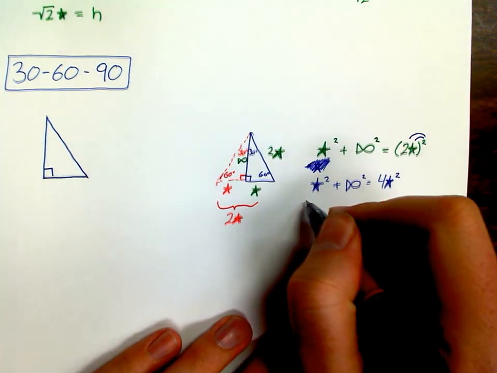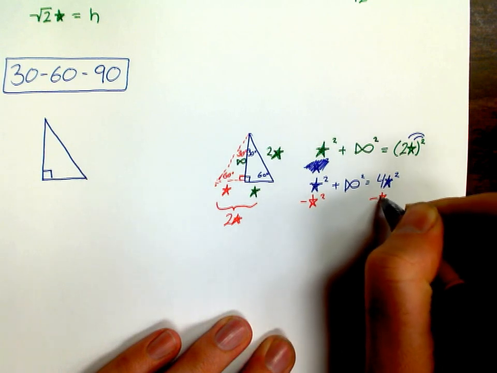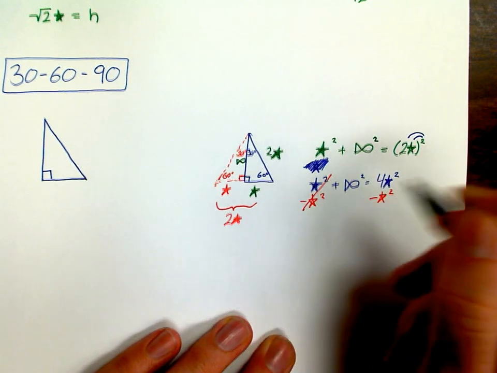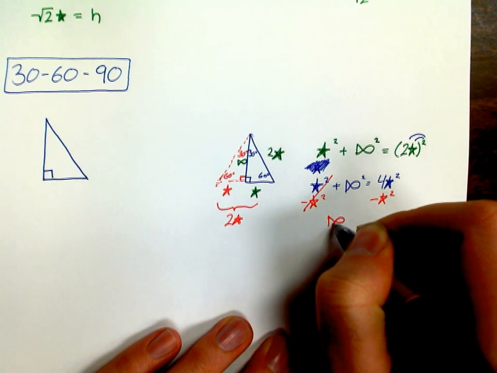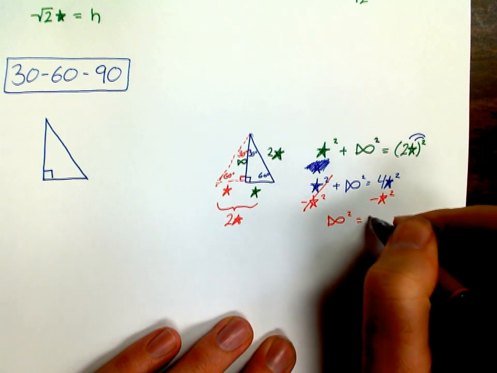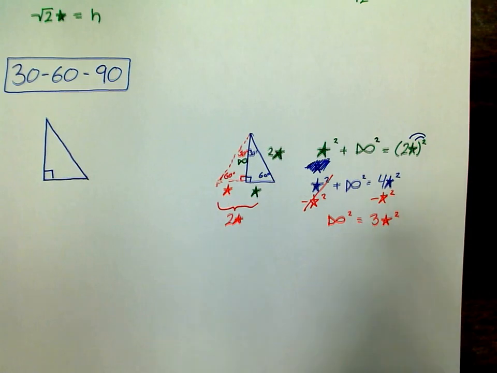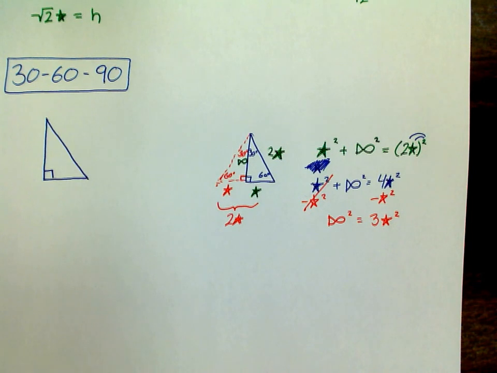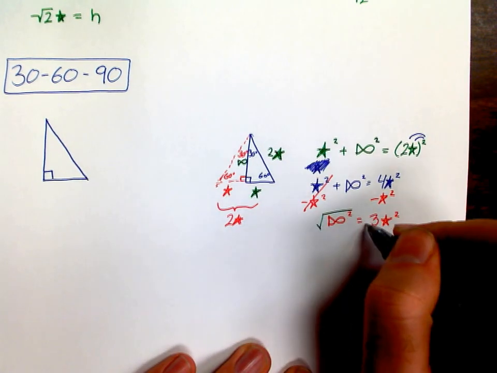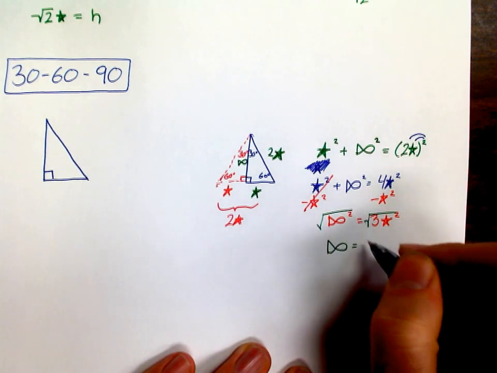Star squared minus star squared, so those are gone. I'm left with fish squared equals, so I had 4 star squareds minus 1 star squared, so I get 3 star squareds. Alright. I'm almost there. I have almost solved for fish. I just need to take the square root of both sides. So fish equals the square root of 3 star squared.